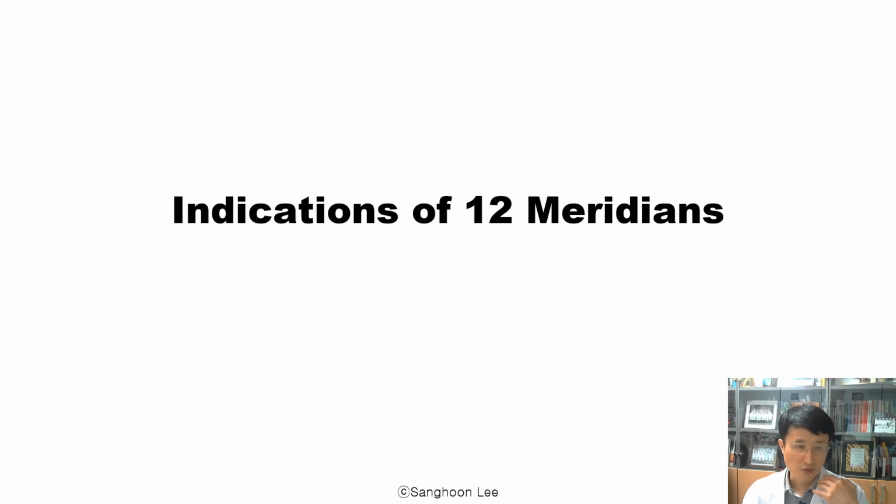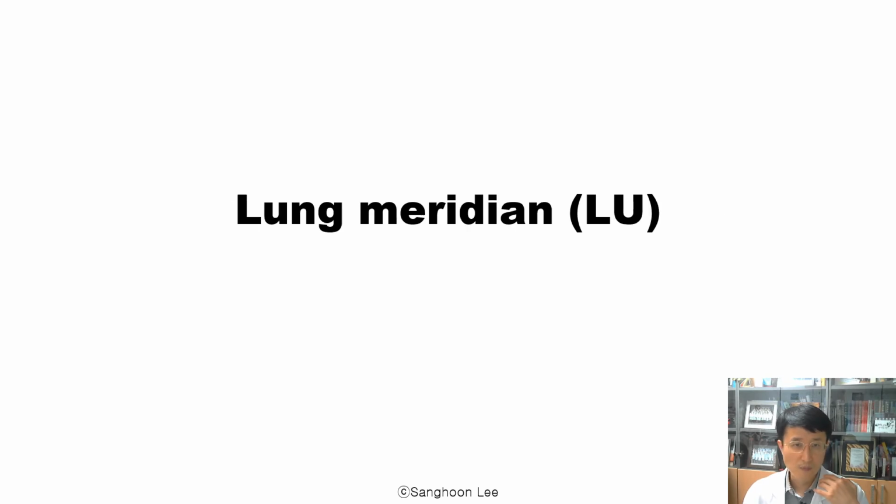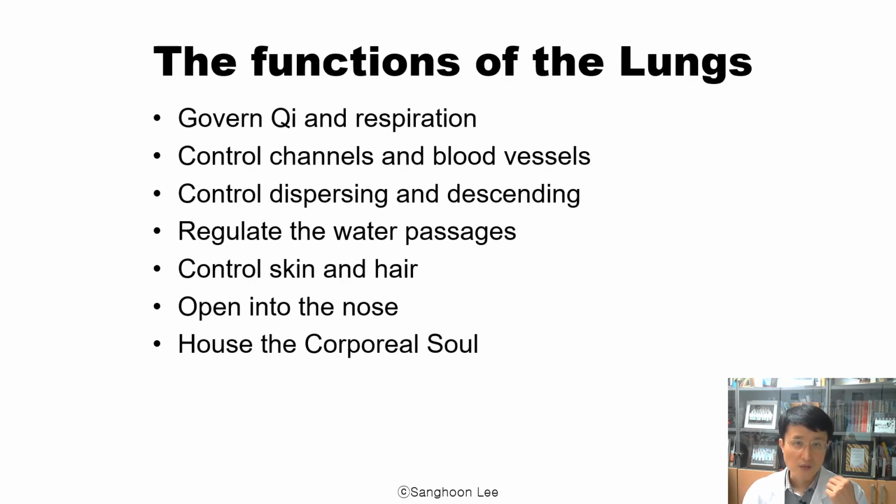Now let's briefly review indications of 12 meridians. First, lung meridian. The functions of the lungs: it governs qi and respiration, controls channels and blood vessels, controls dispersing and descending, regulates the water passages, controls skin and hair, opens into the nose, and houses the corporeal soul.